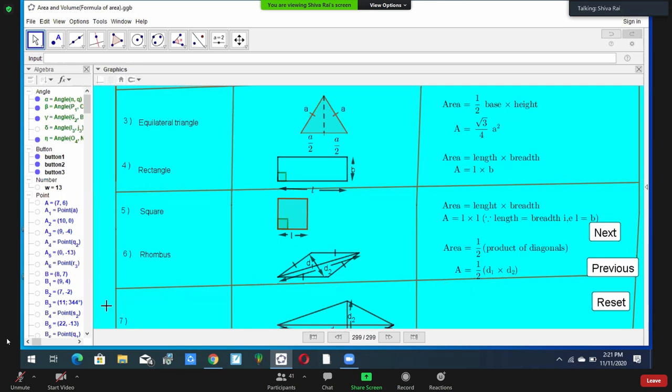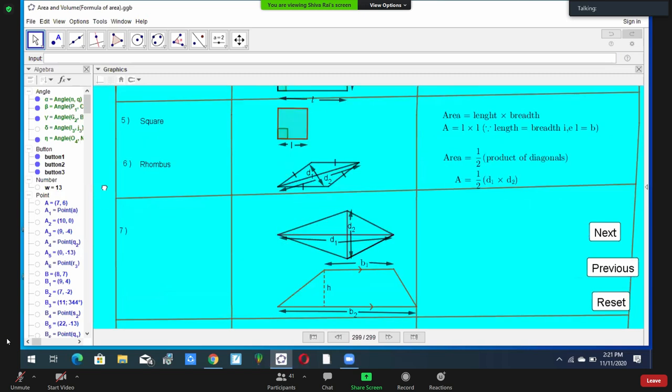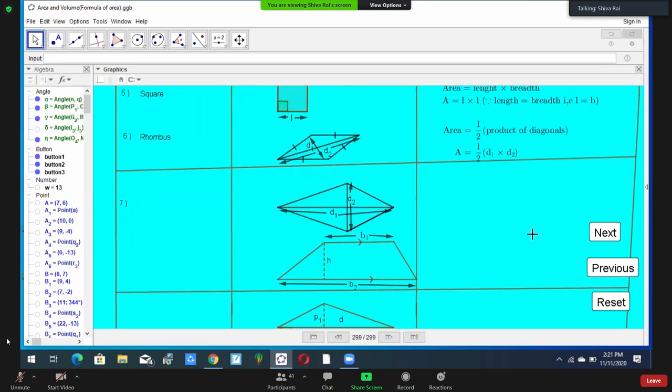Okay, next figure, number 7. Tell me, what figure is this? Rhombus already we discussed. Below rhombus, quadrilateral. It's a kite.